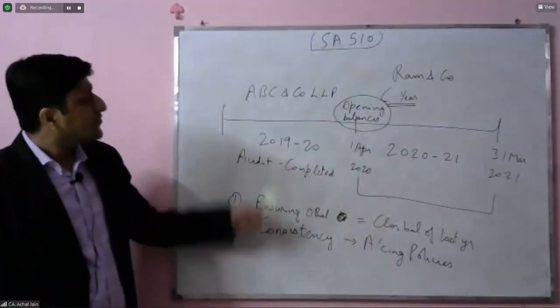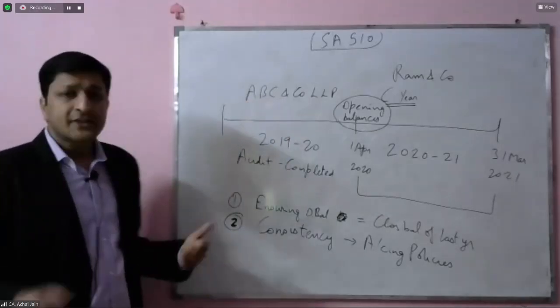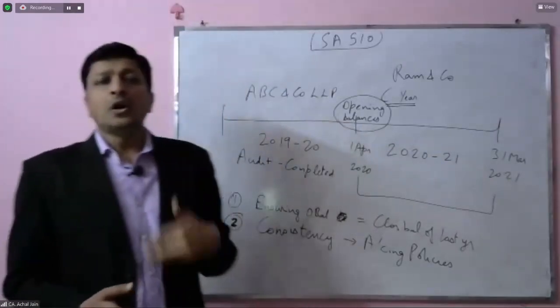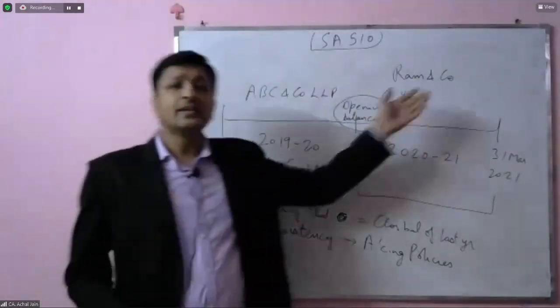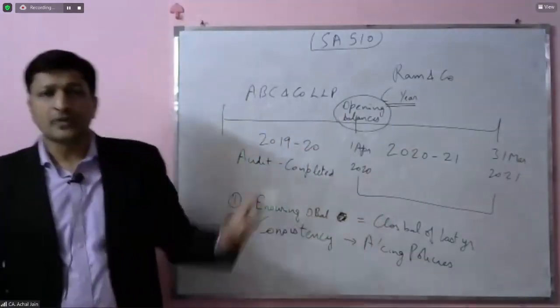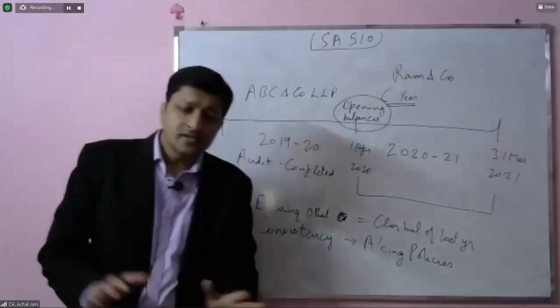And this is something which the previous auditor would also have ensured. So actually, if you look at both of these procedures, these are not something which only the new auditor will have to do. Anyways, the previous auditor would have also performed these audit procedures. So we can say these two audit procedures are similar.